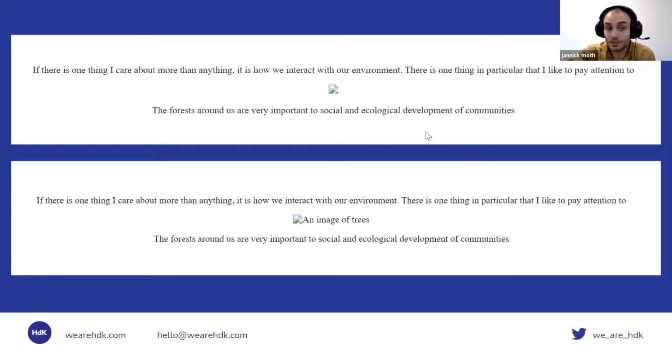So then the bottom one: if there's one thing I care about more than anything, it's how we interact with our environment. There's one thing in particular that I like to pay attention to, an image of trees. The forests around us are very important to social and ecological development of communities. So you can see how using an alt tag helps give context and meaningful description or content to someone that doesn't have that image for any reason. So the WCAG point is that all relevant images should have alt tags.